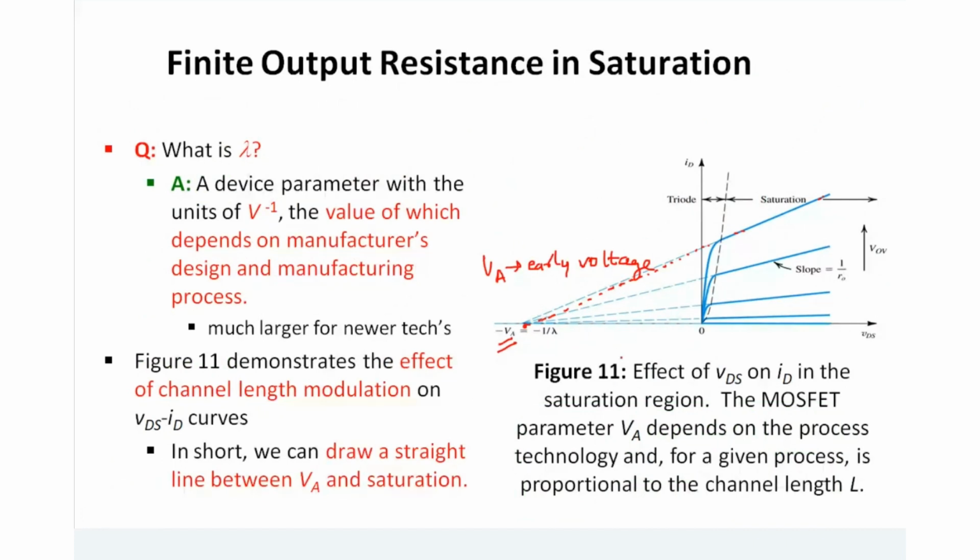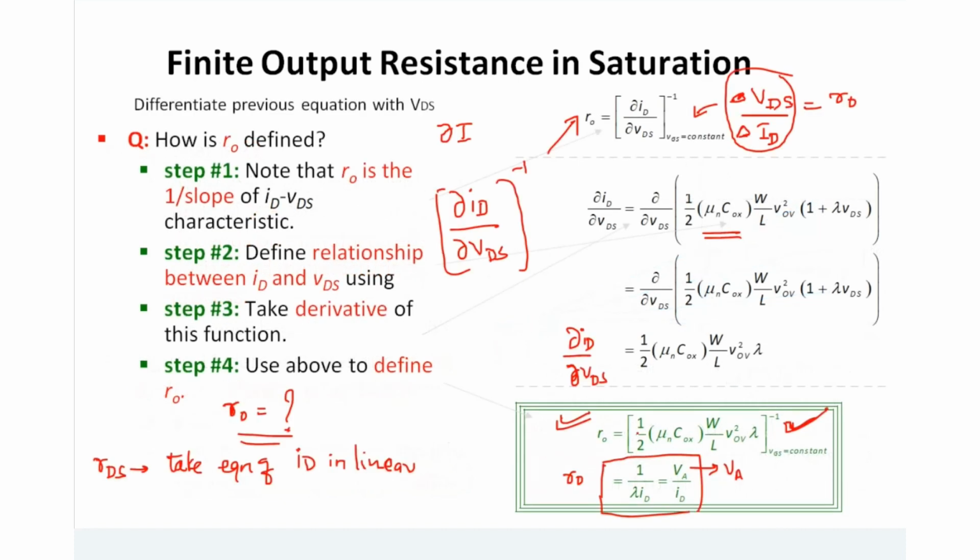Like here it is mentioned, the VA is the process technology. So VA here is not under our control. When I say it's process technology, it is taken care of during the process of fabrication itself. So that is your VA. Otherwise, my R naught equation is this particular term. This is the entire gist of how the finite output resistance in the saturation region would look.